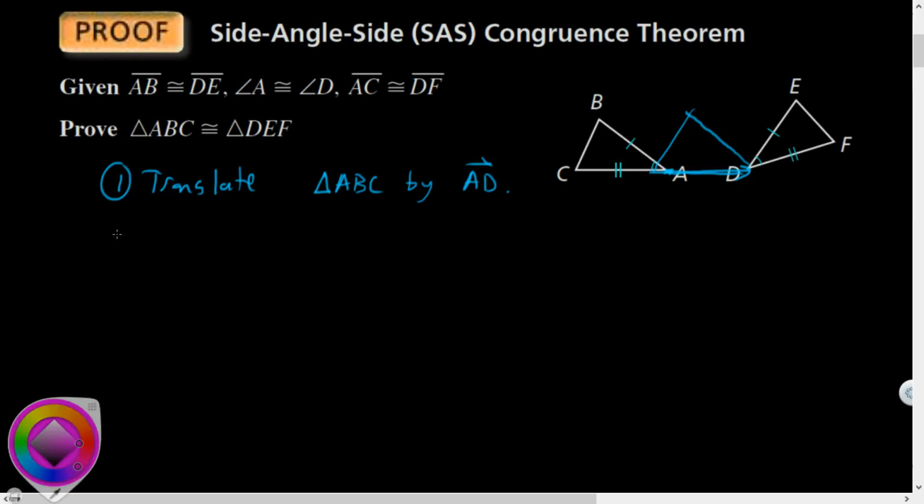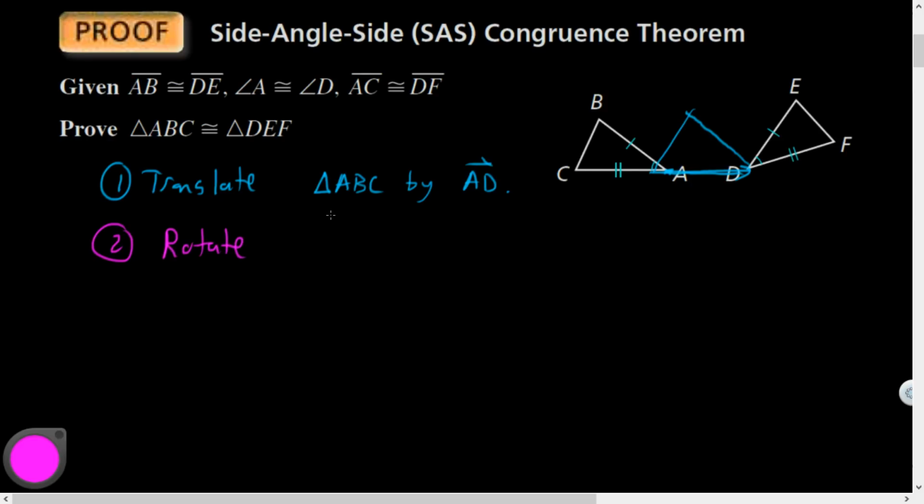Step two. Numero dos, even. Excellent. Rotate triangle A prime, B prime, C prime now, about point D, so about this point. I'm going to write it down here because I'm running out of space. By this angle here, counterclockwise. I could call that angle C prime DF.